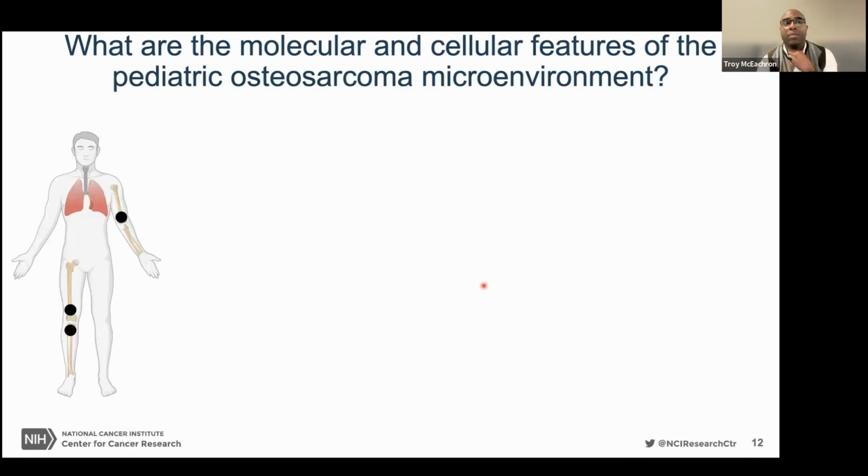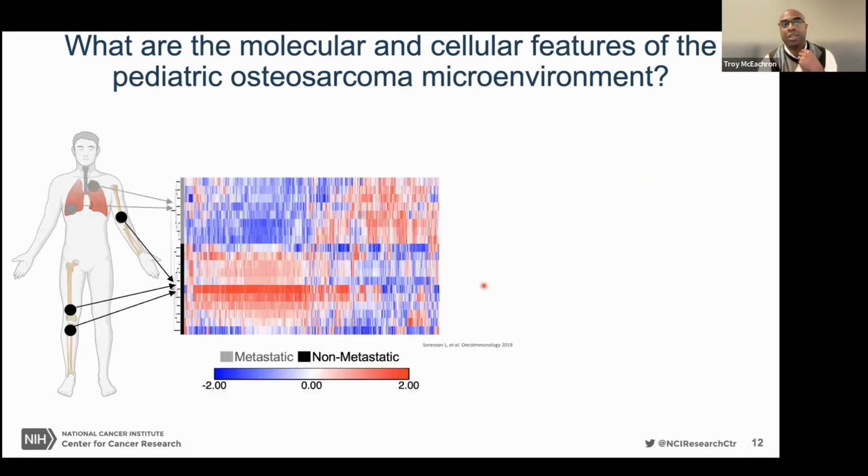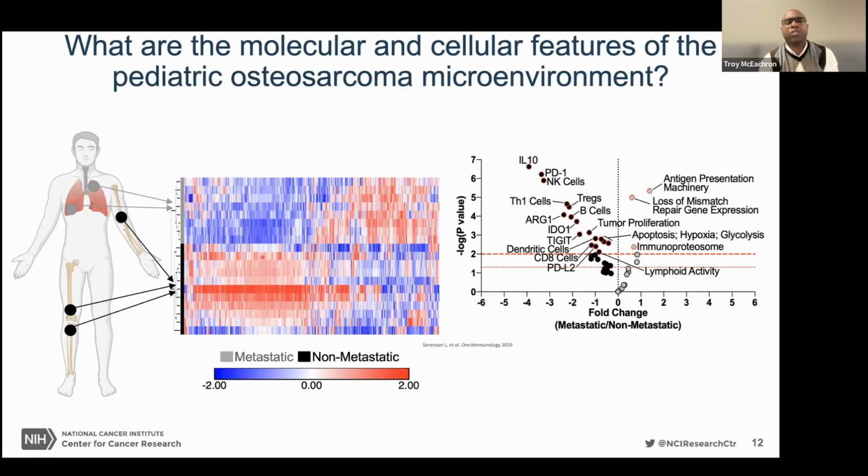So we wanted to ask a very basic question a few years ago. What are the molecular and cellular features of pediatric osteosarcomas? So what we did is we did gene expression profiling in primary disease in the bones versus metastatic disease in the lung. And really what this is showing is that there are two very different gene expression patterns or gene expression profiles between lung metastases and primary, which is to be expected because, again, these microenvironments are going to be tissue specific. So you have tumors growing in the bone versus tumors growing in the lung.